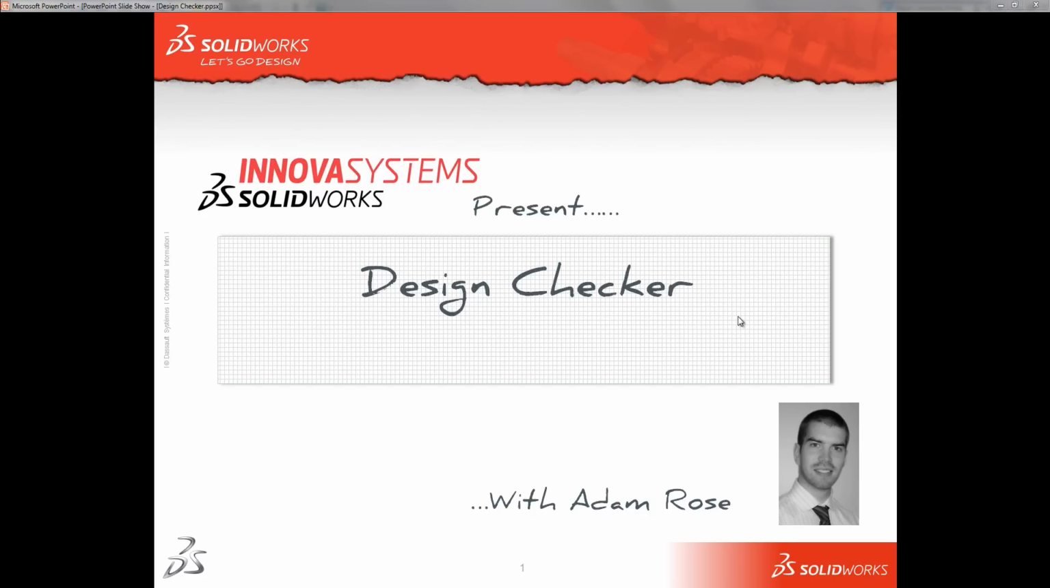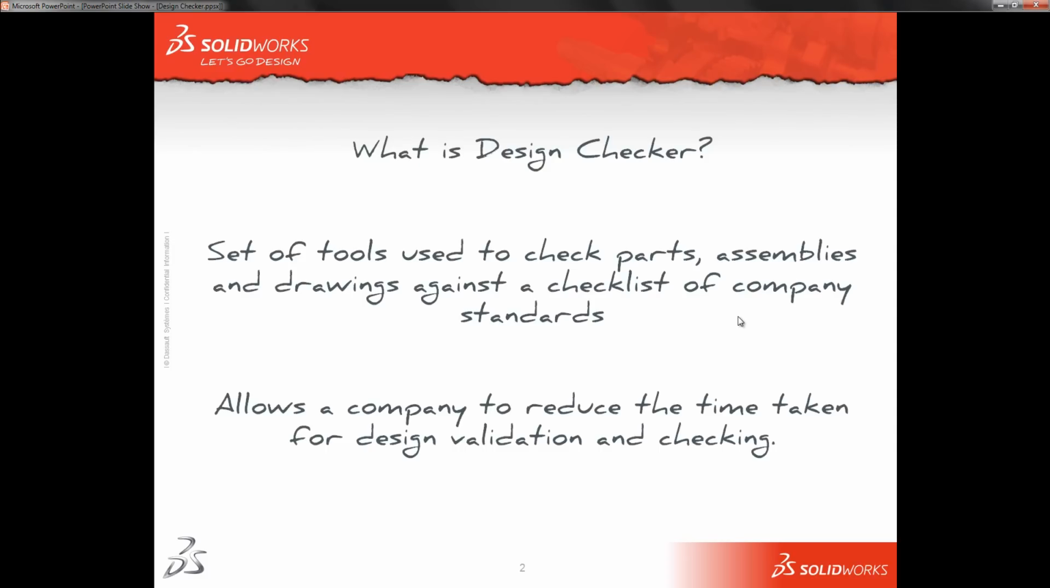In this video we're going to have a look at the Design Checker within SolidWorks. For an overview, we're just going to have a look first of all at what the Design Checker actually is and what it will do within the system. We can see it's a set of tools used to check parts, assemblies and drawings against a checklist of company standards. Basically this allows any company to reduce the time taken for design validation and checking.